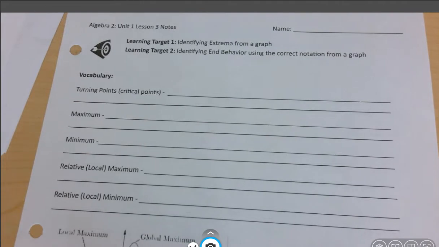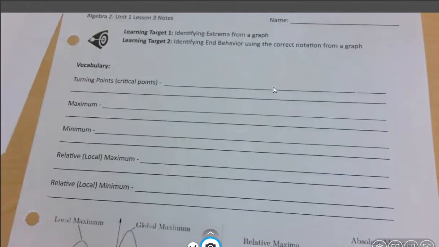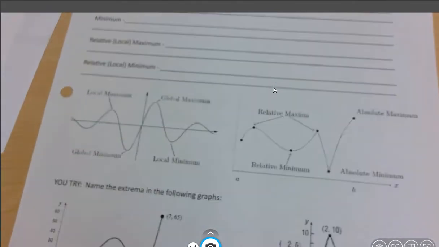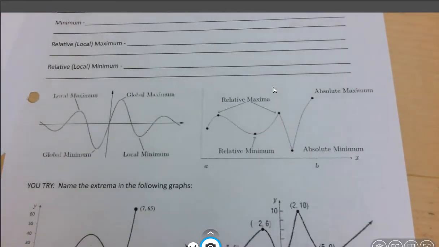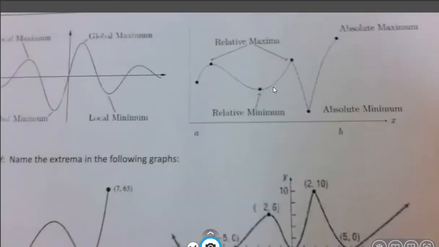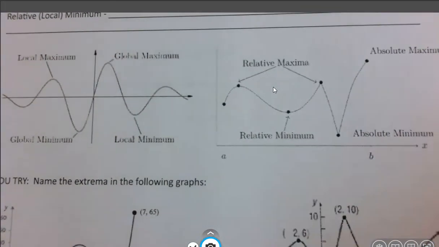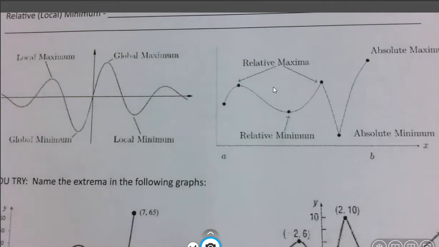So today we are going to talk about maximums and minimums on the graph and end behavior on the graph. And before we write any words down, let's just see what they are in the pictures. Looking at the pictures, you can see there are things called local or relative maxima. Local and relative maxima are the same thing. And you can also see that there are absolute or global maxima. They are also the same thing.